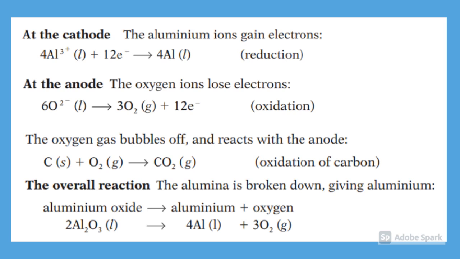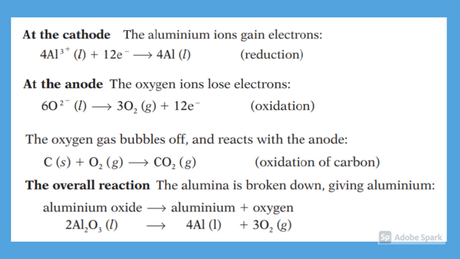Once the alumina dissolves, its aluminium and oxide ions are free to move, and they move to the electrode of opposite charge. At the cathode, reduction takes place and the aluminium ions gain electrons. At the anode, oxidation takes place and the oxygen ions lose electrons. The oxygen gas bubbles off and reacts with the anode, oxidizing the carbon, so the carbon blocks get eaten away and need to be replaced.